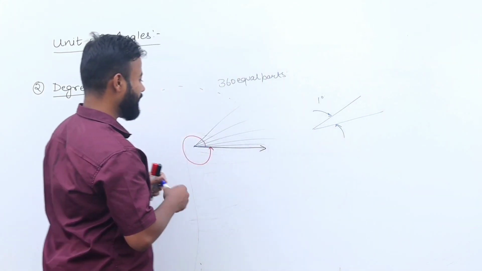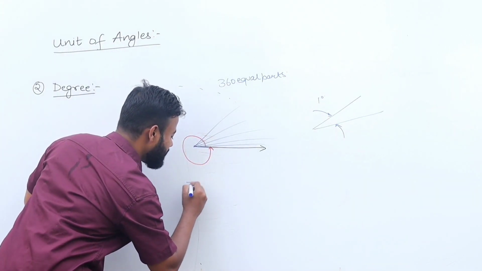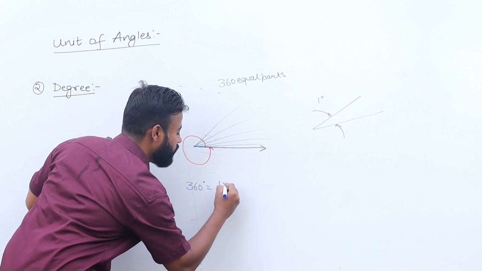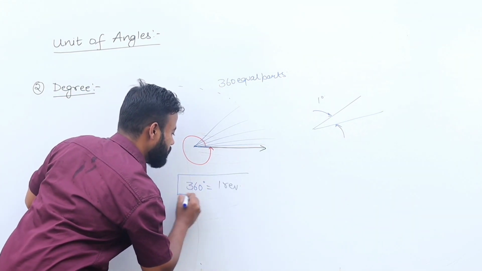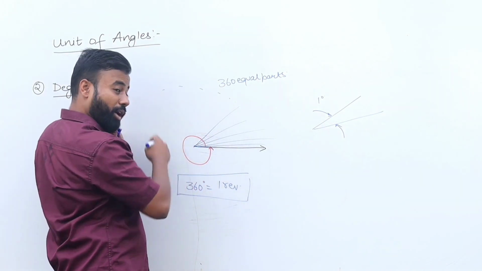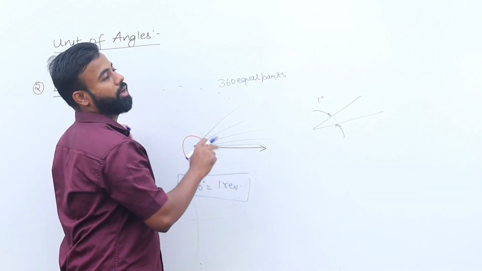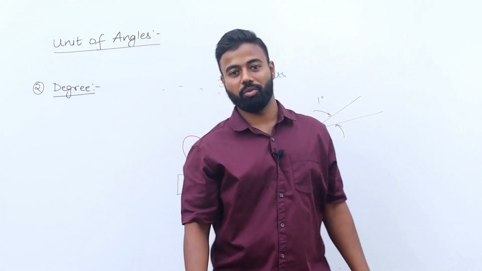From this, we can make a relation. How many parts are these? 360. So I can write it as 360 degree is equal to 1 revolution. Because this is 1 degree, 2 degree, 3 degree, 4 degree. If I sum all the degrees, then it will become 360 degree. 360 degree is equal to 1 revolution. I hope it is clear to you.